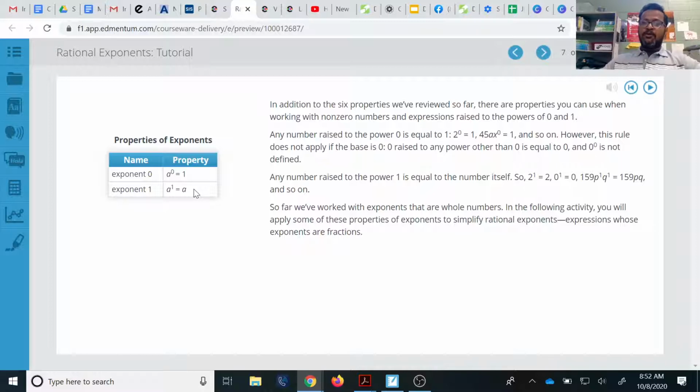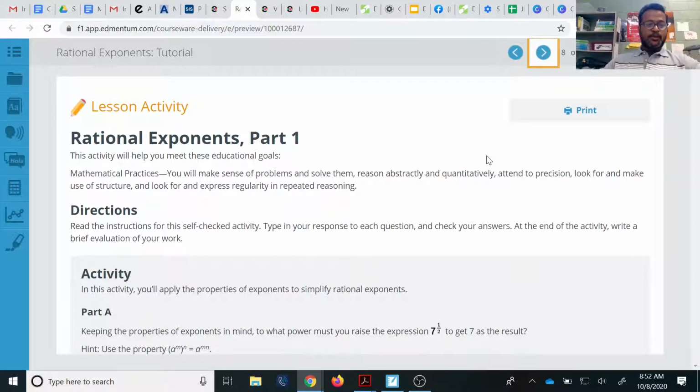The exponent or the power is understood to be 1. Okay, so let's go to the next one. This is a lesson activity. I would let you do this, but anyway, I'll just quickly go through it. I'm not going to physically do it for you, but I'm going to just explain the things.